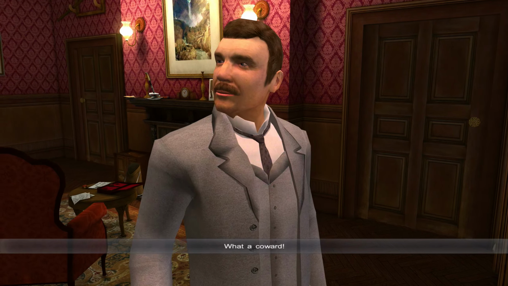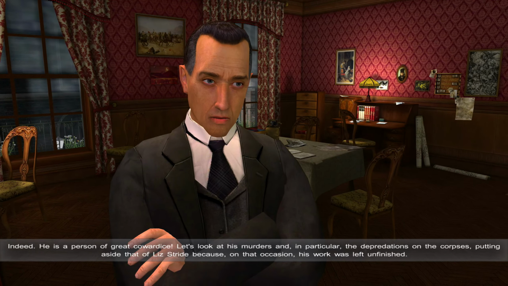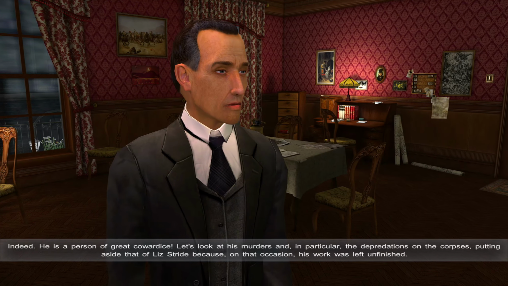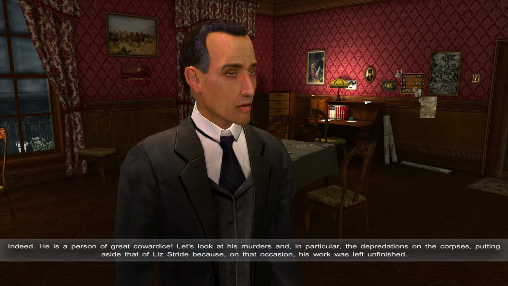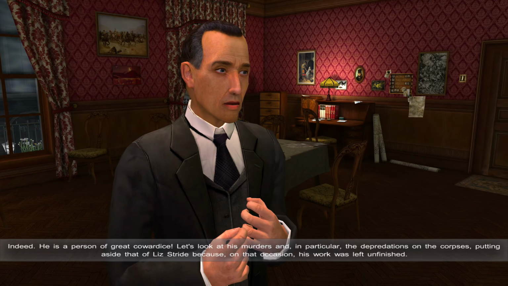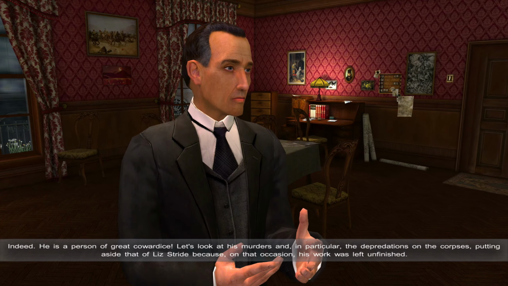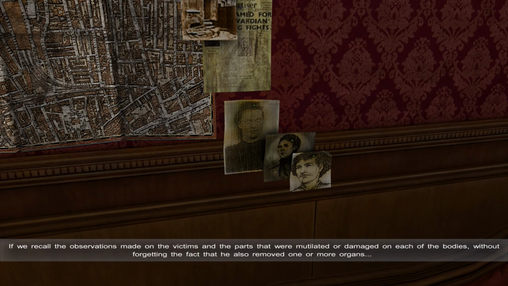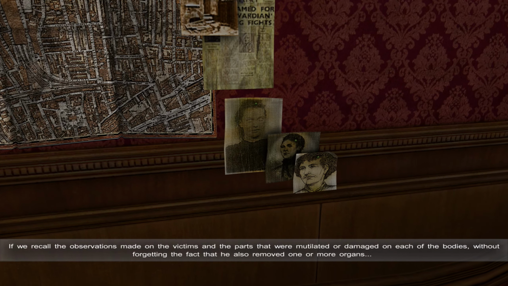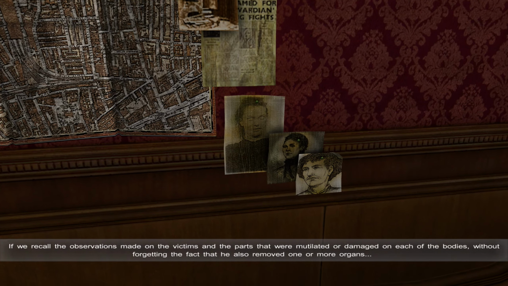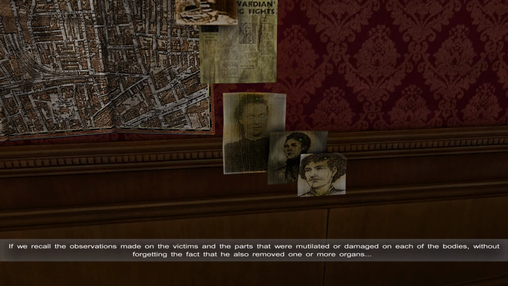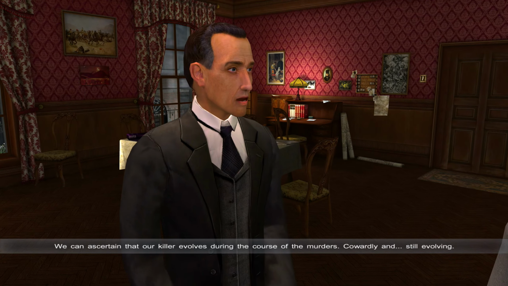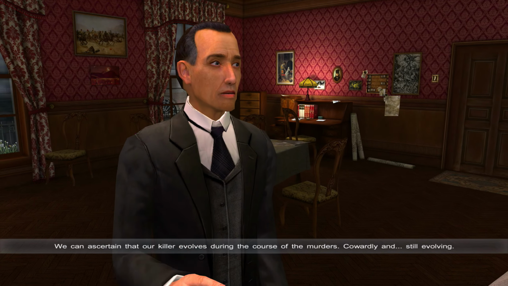What a coward. Indeed, he is a person of great cowardice. Let's look at his murders, and in particular, the depredations on the corpses, putting aside that of Liz Stride, because on that occasion his work was left unfinished. If we recall the observations made on the victims and the parts that were mutilated or damaged on each of the bodies, without forgetting the fact that he also removed 1 or more organs, we can ascertain that our killer evolves during the course of the murders, cowardly and still evolving.